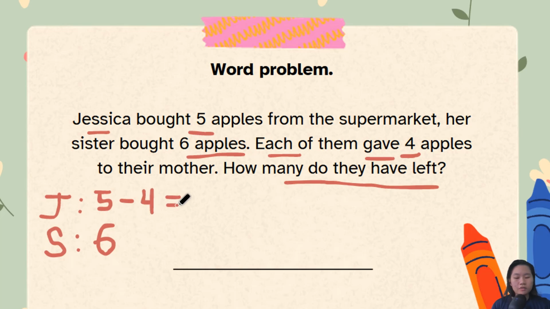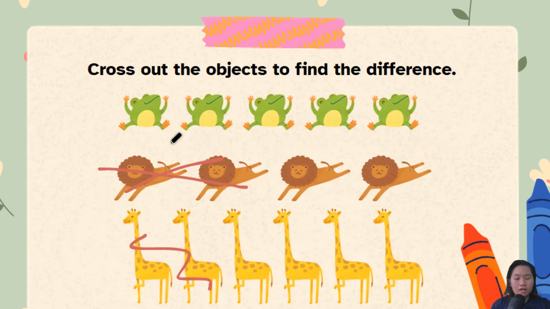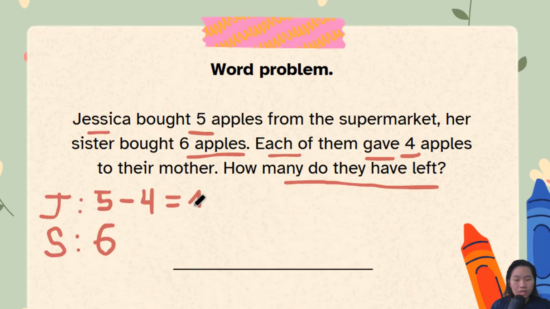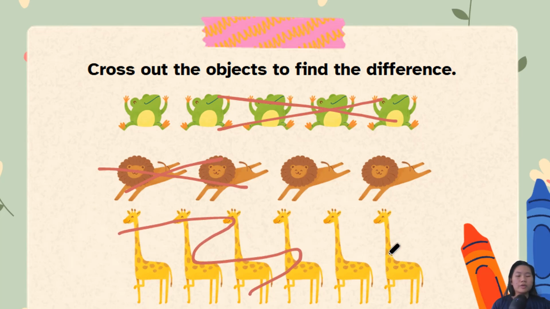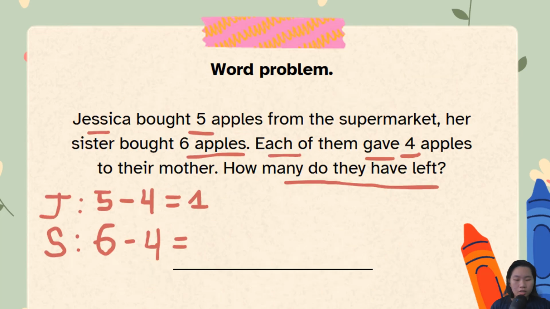is what? 5 minus 4? Let's go back. 1, 2, 3, 4, 5. Minus 4 is 1. So Jessica has 1 left. 6 minus 4 is... What's 6 minus 4, everyone? Let's cross out some giraffes over here. Let's cross out 4 giraffes. How many do we have left? We have 2. 1 and 2. So 6 minus 4 is 2.